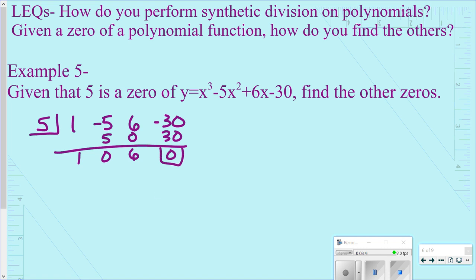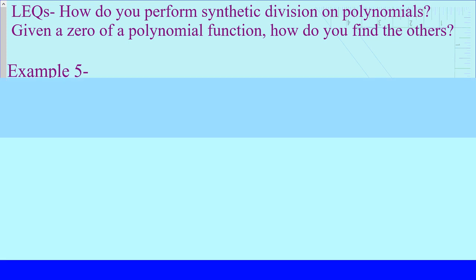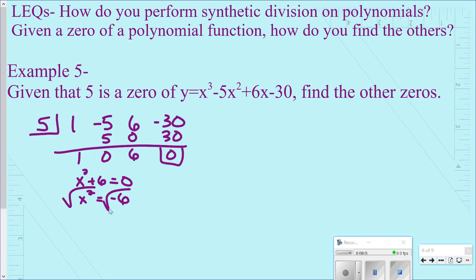This is 1 degree less, so 1x squared, no x, so plus 6 equals 0. I can see that doesn't factor, but I can also see it doesn't have an x, so I'm going to use the square roots technique. So subtract 6 from both sides, and then square root. We know that's the absolute value of x. Here, I know that's i root 6, and here, plus or minus i root 6. So we're getting 2 complex roots this time, and we're getting that 1 real that we were told.